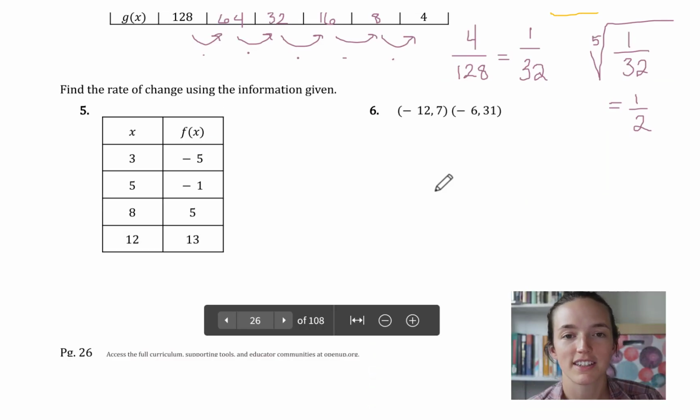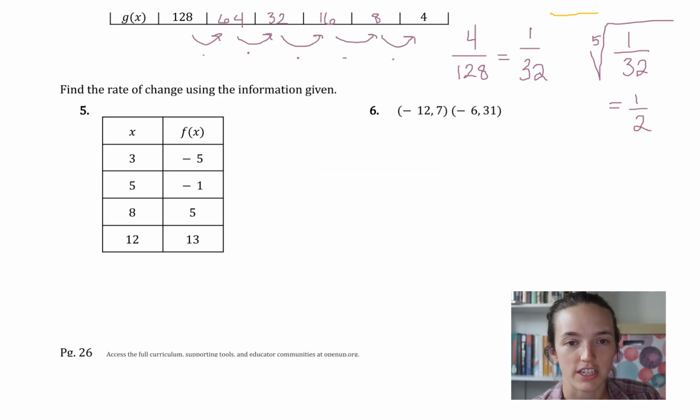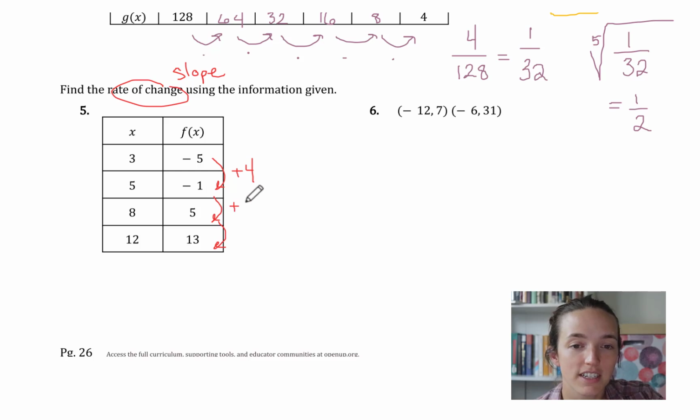Okay, last but not least, we are finding the rate of change. So I'm going to go for rise first. Remember, rate of change is the same as slope. So I'm going to look at my rise. -5 to -1, that would be plus 4. -1 to 5 would be plus 6. And 5 to 13 would be plus 8.